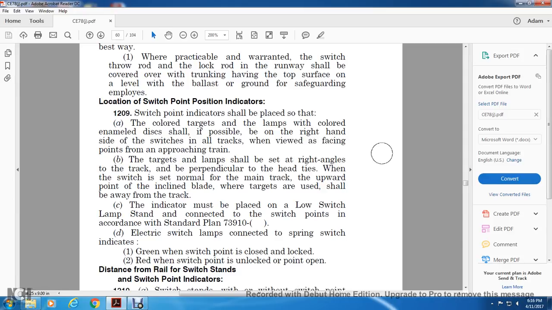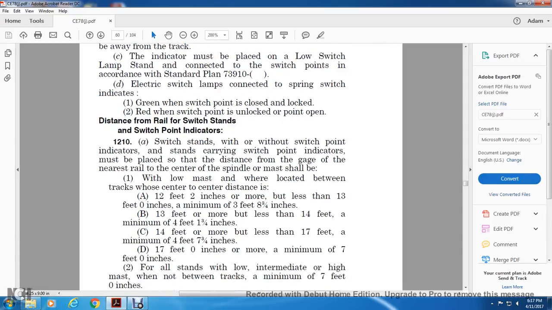When the switch is normal facing with the main track, the upward point of the inclined blade, when targeted as used, shall be away from the track. The indicator must be placed on the low switch with the lamp stands with the connection to the switch point in accordance with the standard plan 73910. Electric switch lamps connected with the spring switch indicate green when the switch point is closed or locked, and red when the switch point is unlocked or open.